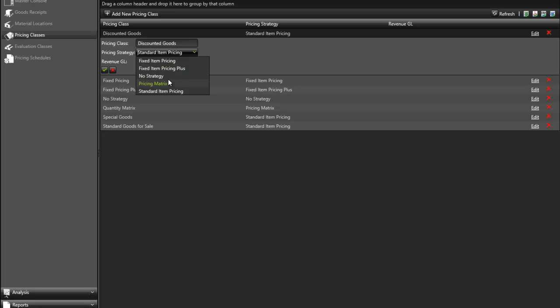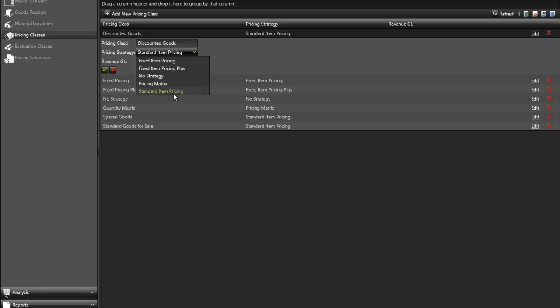No strategy is pretty straightforward, in that it's just free form. We charge what we can in a given sale. Pricing matrix is quantity based or customer based. If you buy between 1 and 50, you get one price. If you buy more than that, you get a better price. So that's one way to do that.